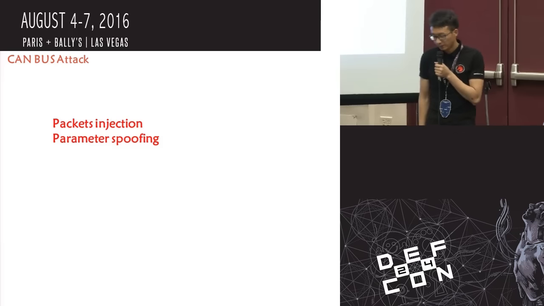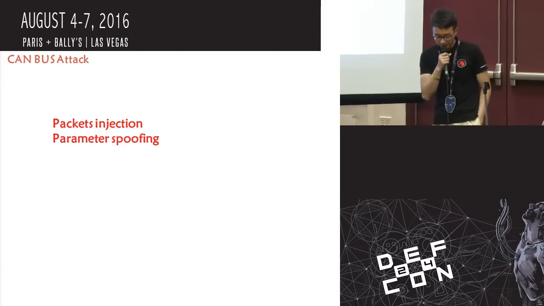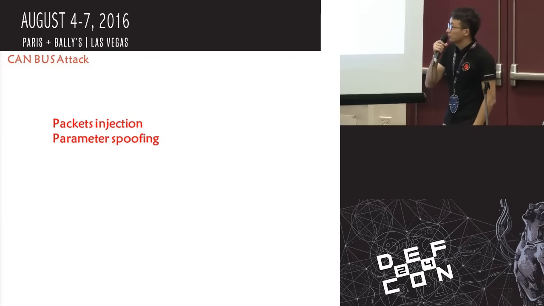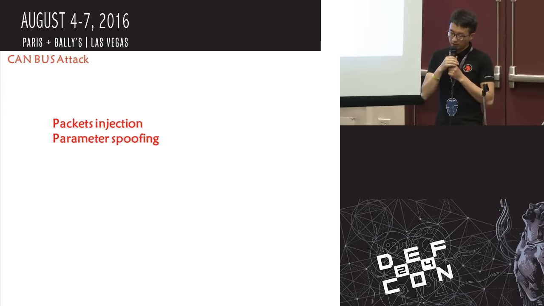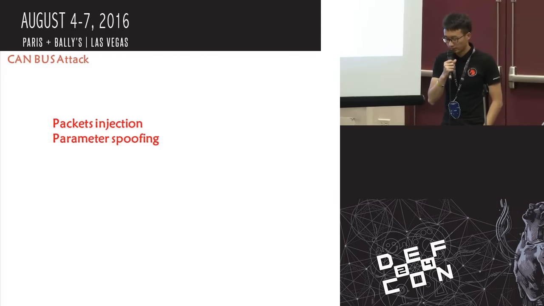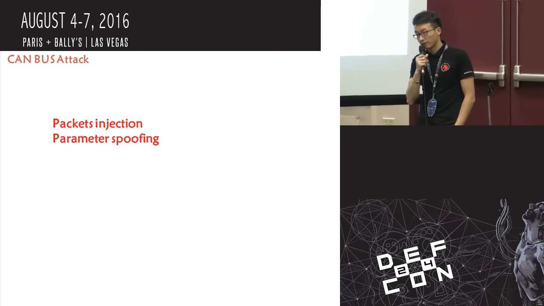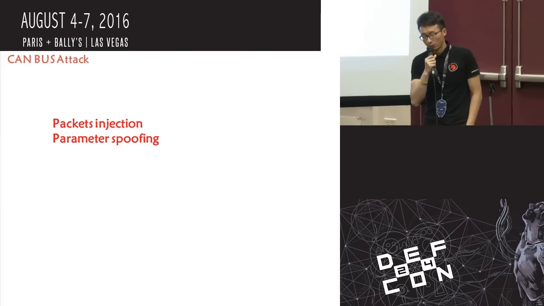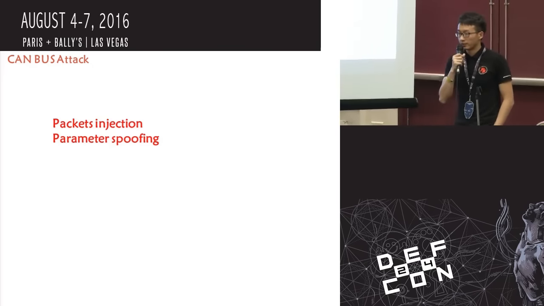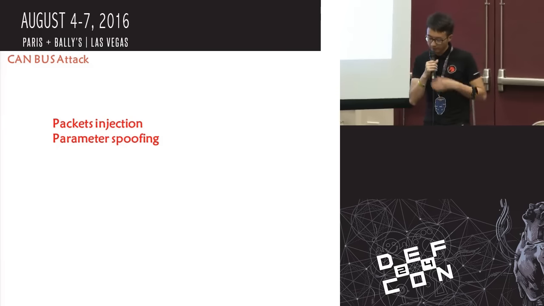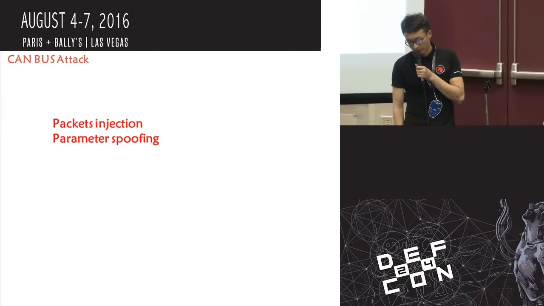And parameter spoofing. For example, in the Jeep hack, Charlie Miller conducted that. In order to control the steering at high speed, you have to spoof the speed to make the car think that it's traveling at low speed, because the car won't allow you to control the steering when it's traveling above 5 miles per hour. So you have to spoof the parameters.